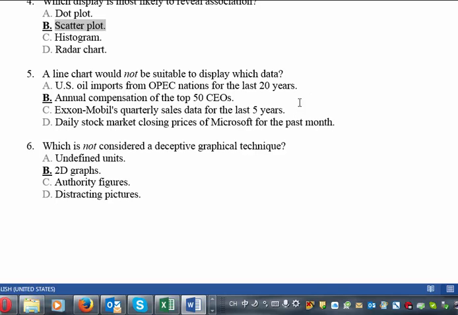If you look at all 4 answers, 3 of them actually show time series data, and that's exactly what the line chart is suitable for. The annual compensation for the top 50 CEOs, B, is not time series data. It's cross-section data. It's not best suited for a line chart. Therefore, B is the correct answer. Right?